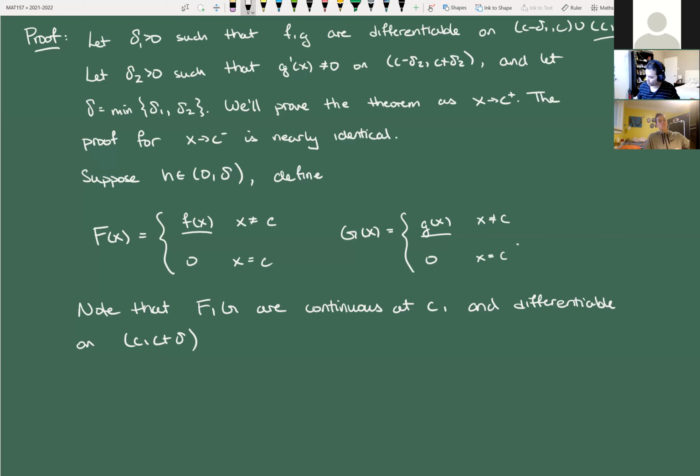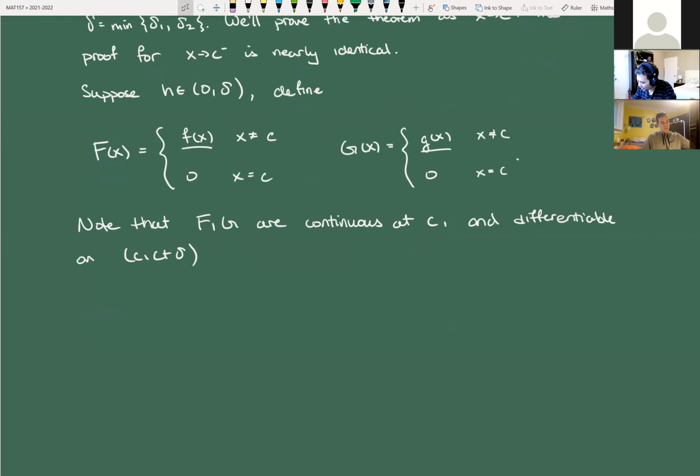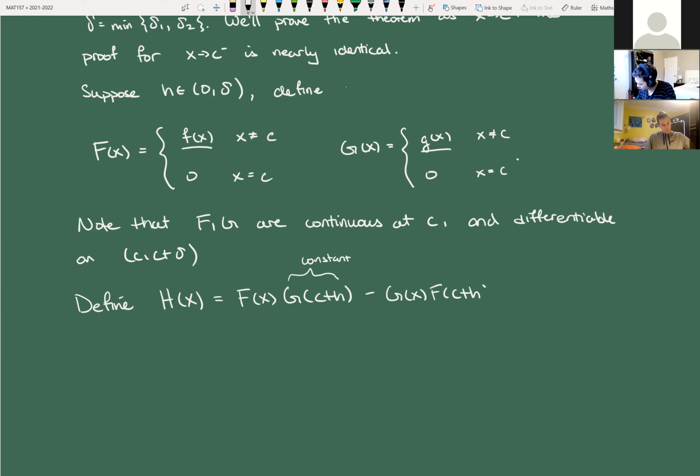Okay, now here's the part where we prove Cauchy's mean value theorem. So we're going to define a third function, h of x. So this is going to be, let me make sure I put them in the right order here. Yeah, okay, f of x, g of c plus h. So this is a constant, right? Minus g of x, f of c plus h, okay? So again, this h here is continuous on c to c plus h.